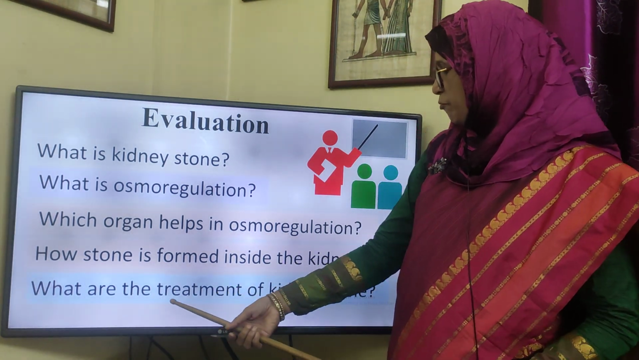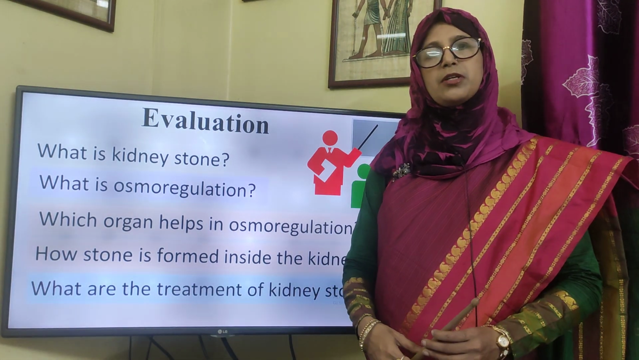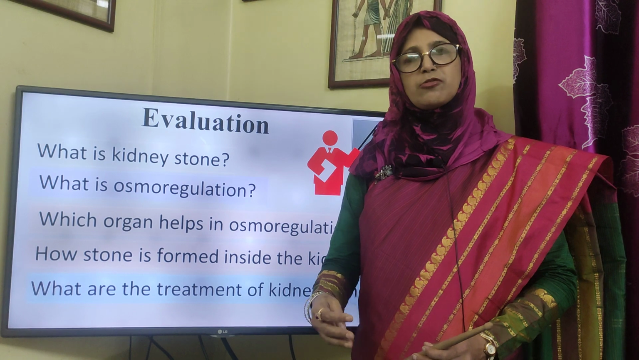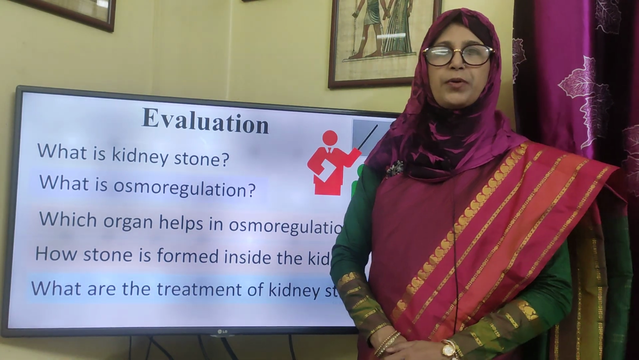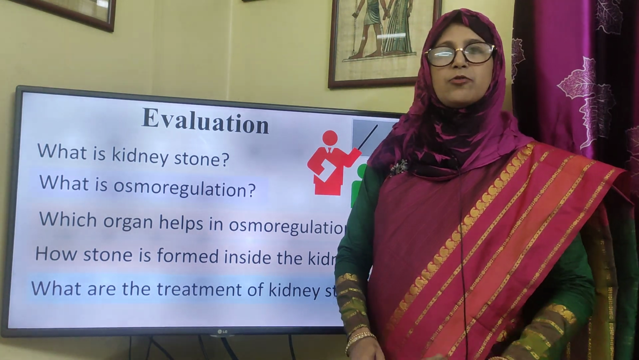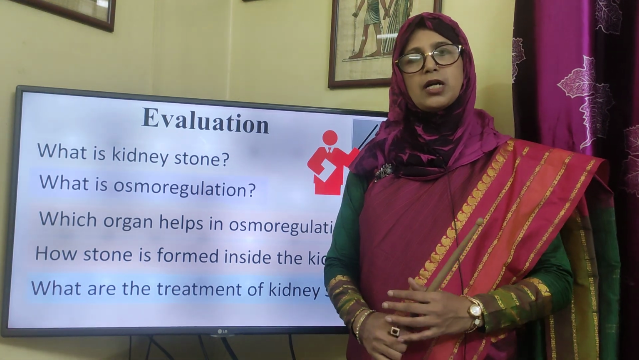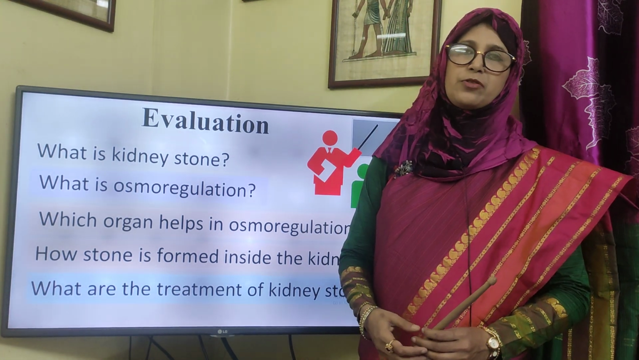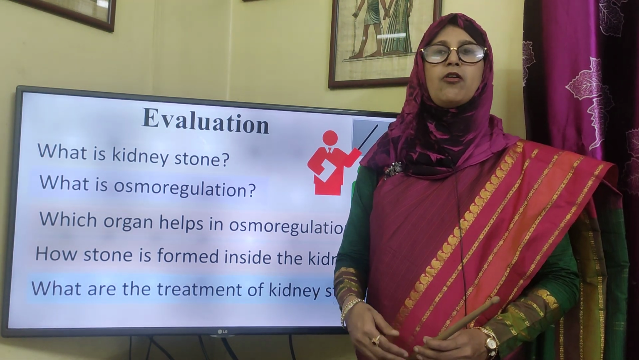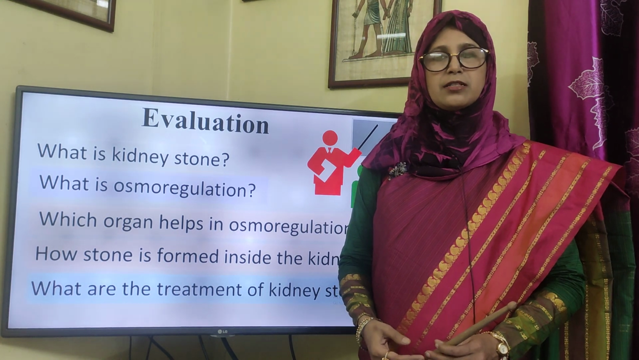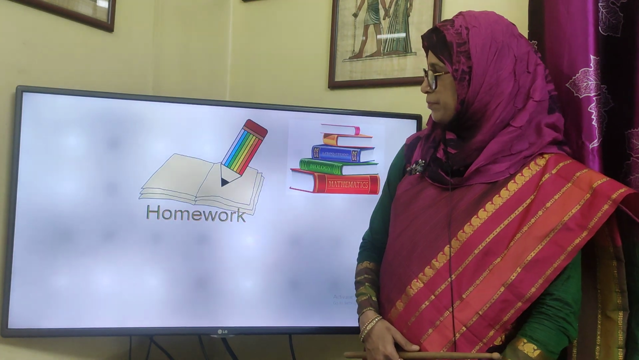Then what are the treatments of kidney stones? Different types: lithotripsy, nephroscopy, then ureteroscopy, and some modern experiments we will see. So these are the kidney stones. So dear learners, what is a kidney stone, how is a stone formed, and what is the remedy or prevention? This is one question. And what do you mean by osmoregulation, or how can the kidney help in the process of osmoregulation?